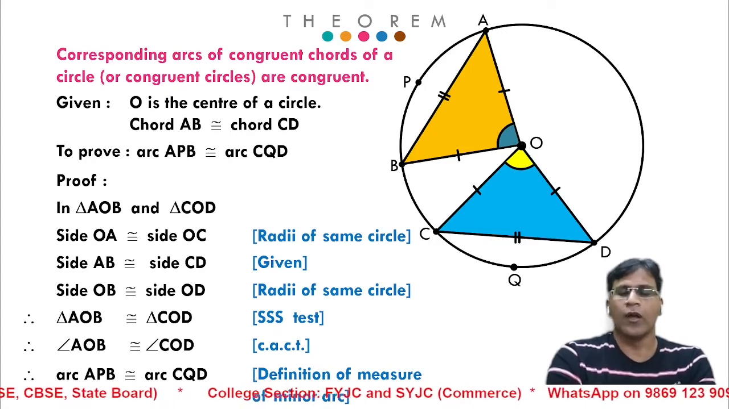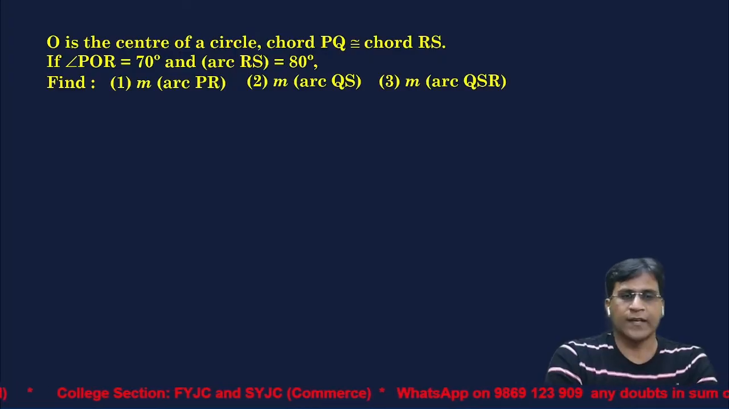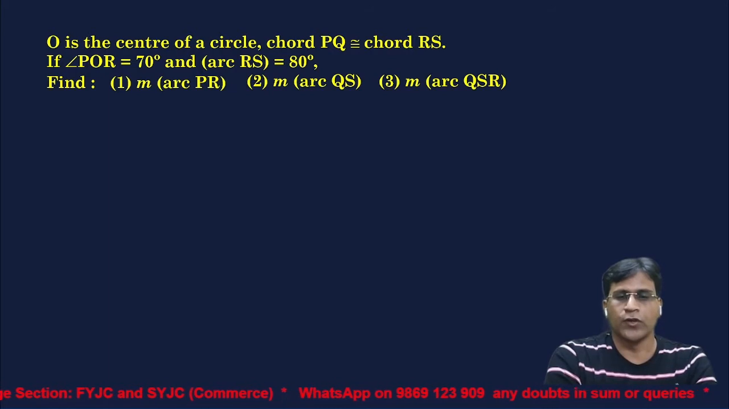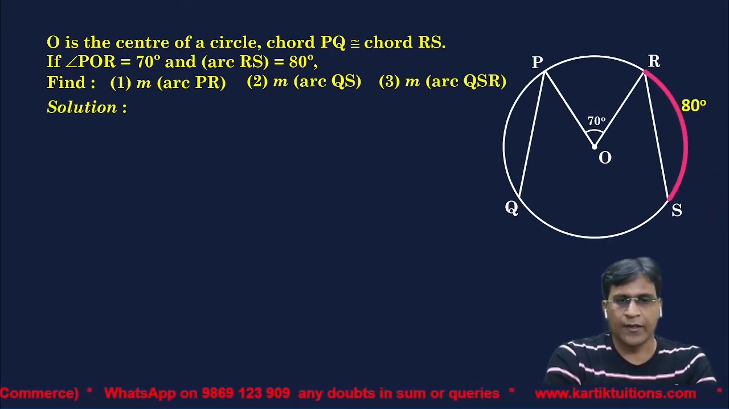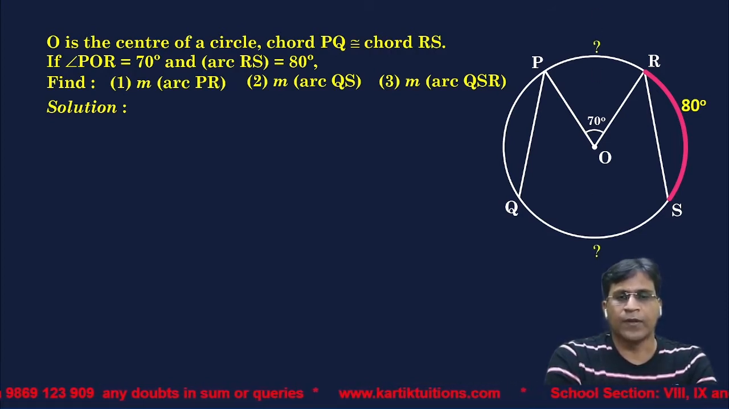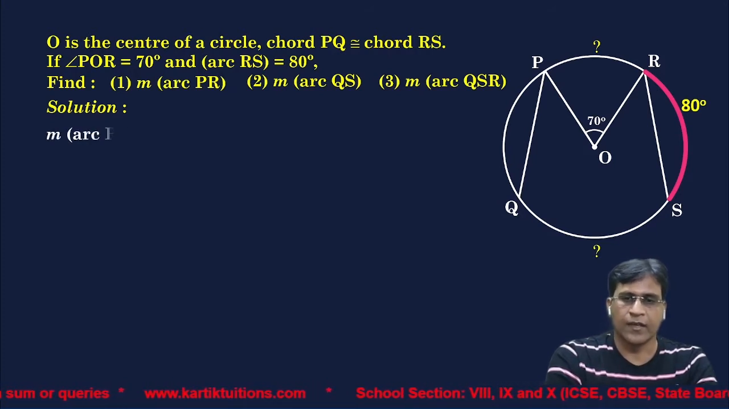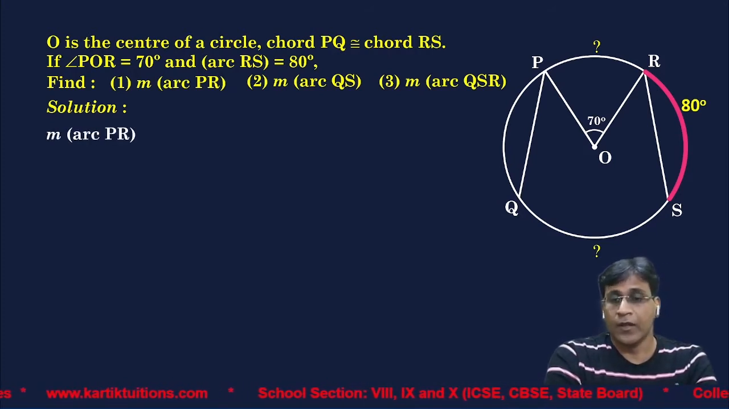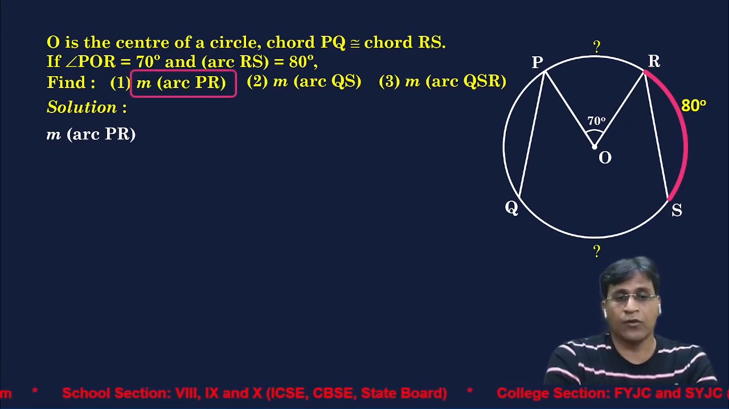Now let's have a look at one sum based on the same concept. O is the center of a circle. Chord PQ is congruent to chord RS. If angle POR is 70 degree and arc RS is 80 degree, find major arc PR. Now we need to find arc PR. See, observe arc PR. It has a central angle POR. So in other words, measure of arc PR will be equal to angle POR.